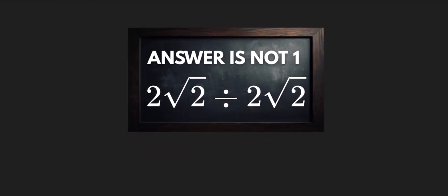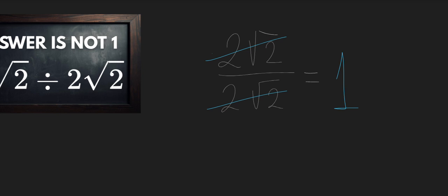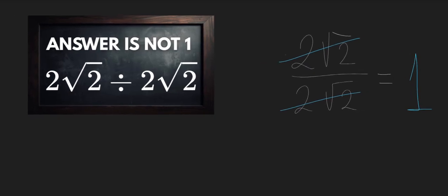If we say, for example, 2 radical 2, probably most of you would write it as a fraction, right? 2 square root of 2 divided by 2 square root of 2. And then most of you would probably say that 2 square root of 2 divided by 2 square root of 2 is equal to 1. But it is actually not equal to 1. Now let us explain why not.